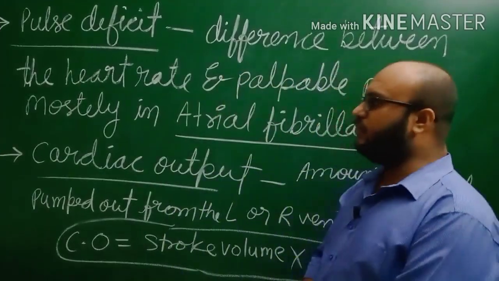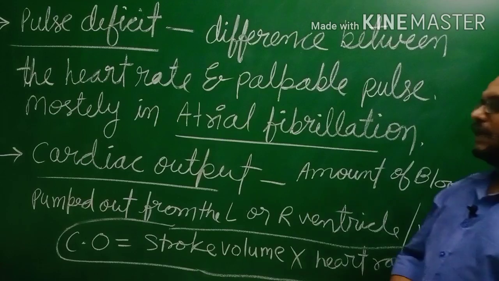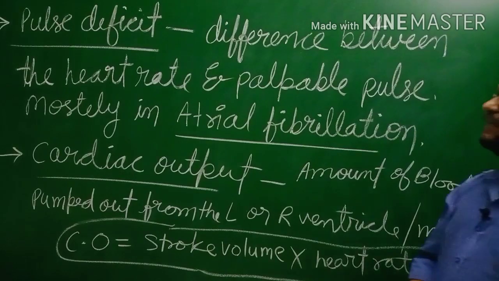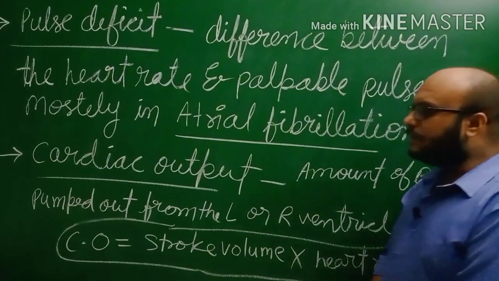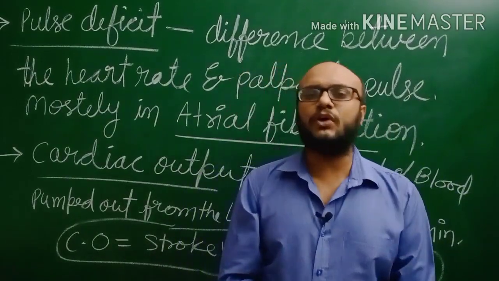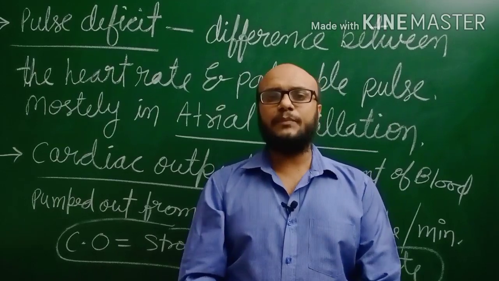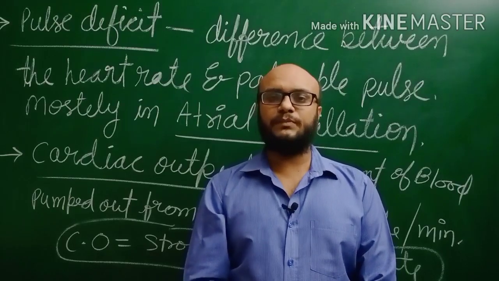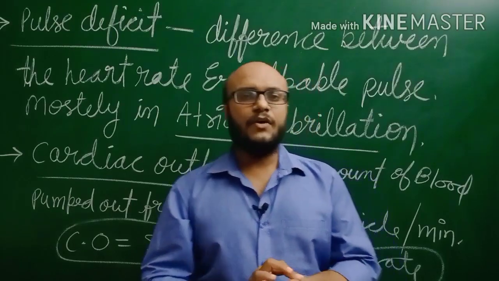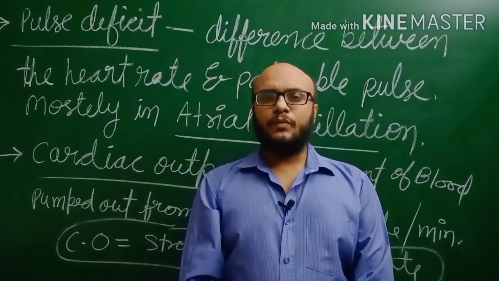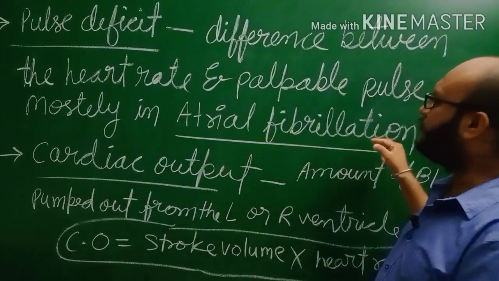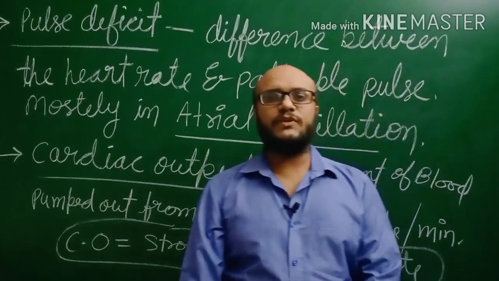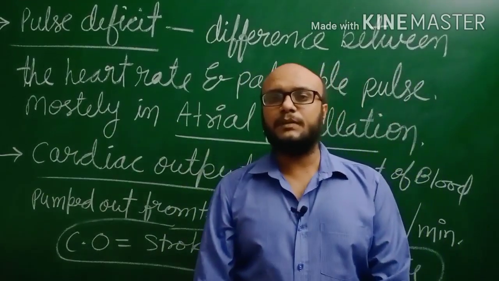Let's have a short and quick revision about pulse deficit and cardiac output. Pulse deficit is a condition in which there is a difference between the heart rate and the palpable pulse. To calculate the pulse deficit, we need two health personnel. One takes the pulse rate with a stethoscope from the apical pulse site, and the second person at the same time counts the pulse from a palpable site. We can take it from the radial site. If the person has a condition like atrial fibrillation, the pulse deficit is seen. In normal situations, we don't have any difference between the palpable pulse and the actual heart rate.